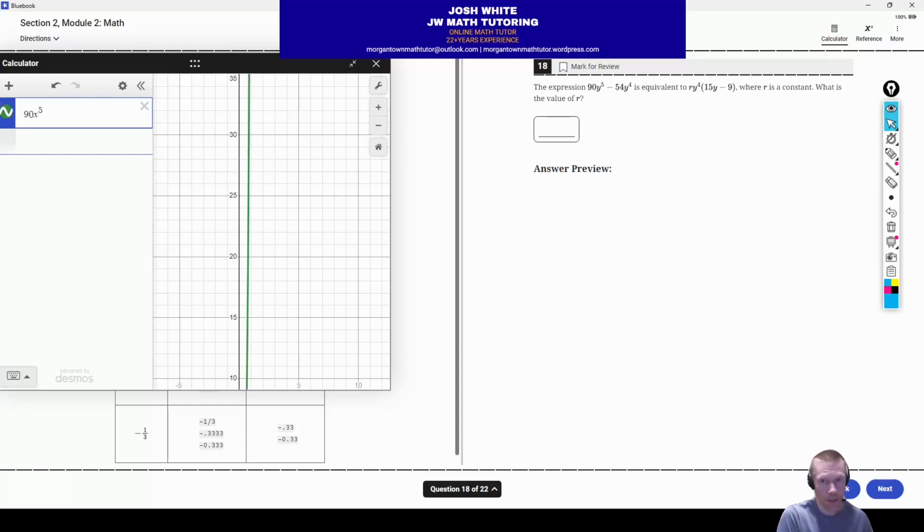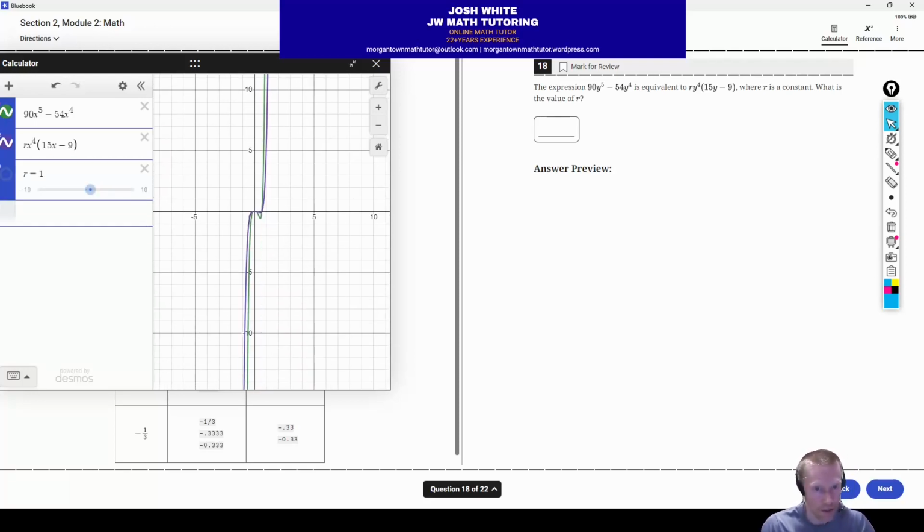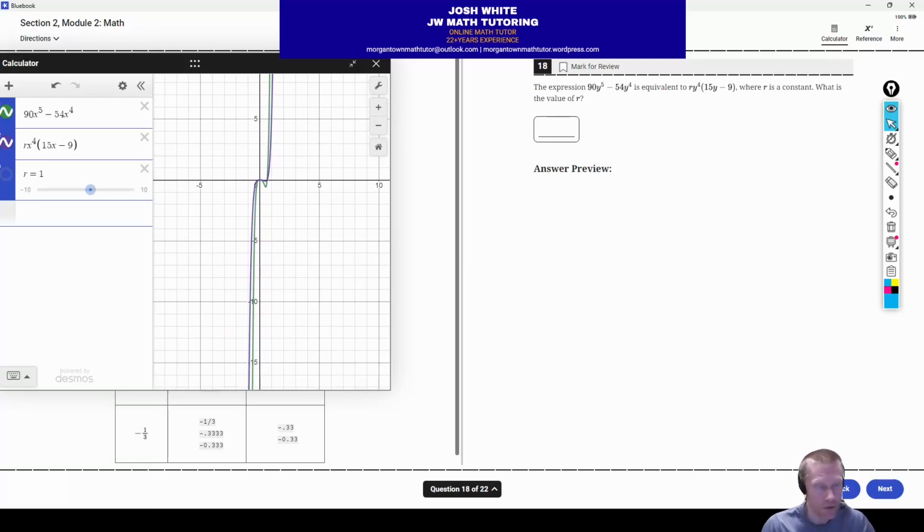So notice, first of all, I'm going to use x as the variable instead of y, but that doesn't change anything. And I'm also going to use a slider for the second expression. And basically what I'm looking for now is I need the two graphs to overlap or line up completely on top of each other. First, if I move to the negatives, notice that eventually it flips, and these are never going to be aligned.